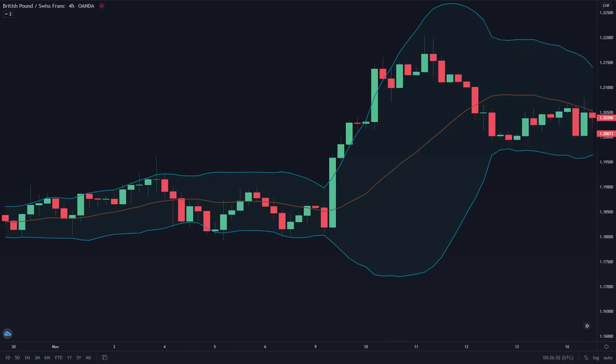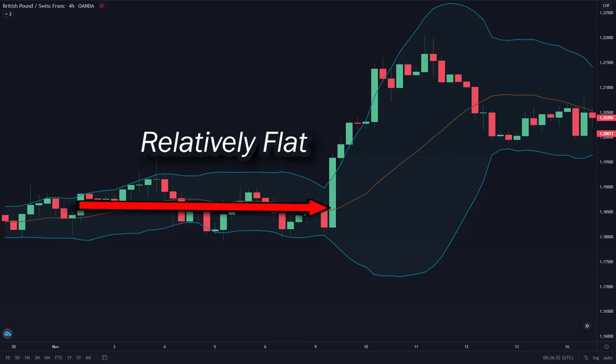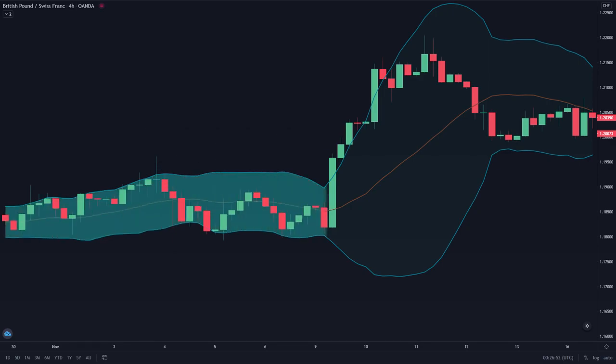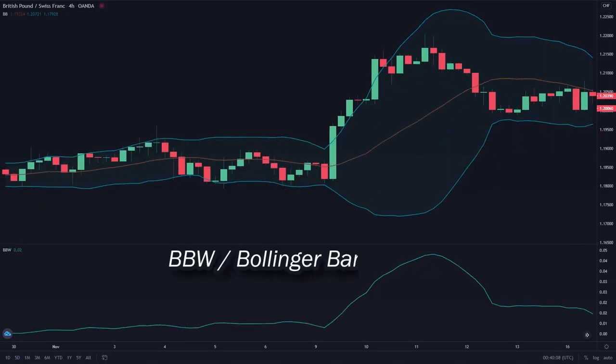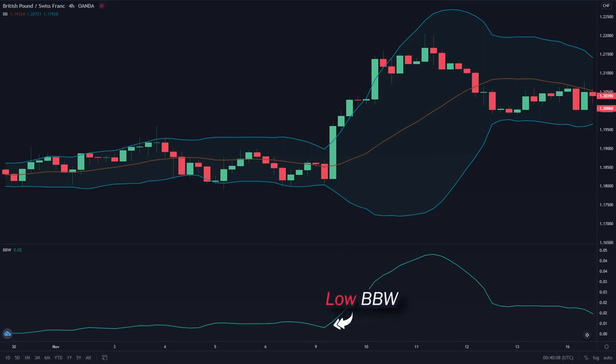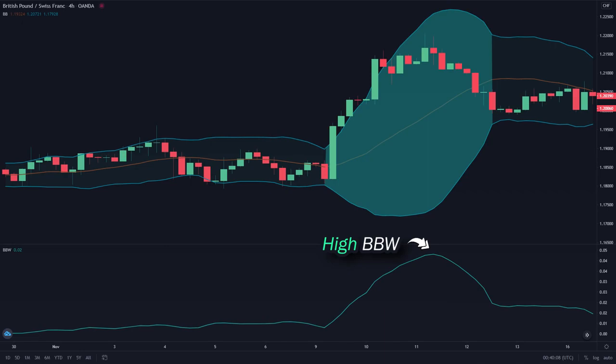First, you need to find a market that is in a range. You can identify this by looking at the middle SMA line. The line needs to be relatively flat like this. However, it doesn't have to be perfectly flat. Next, the two bands must be close to each other. I like to make my job easier by using an indicator called the BBW, also known as the Bollinger Bands Width. This indicator shows how far apart the bands are. If the BBW is low, it means that the gap between the two lines is small. And if it's high, it means that the gap is further apart. Note that the two indicators need to have the same settings for it to work.